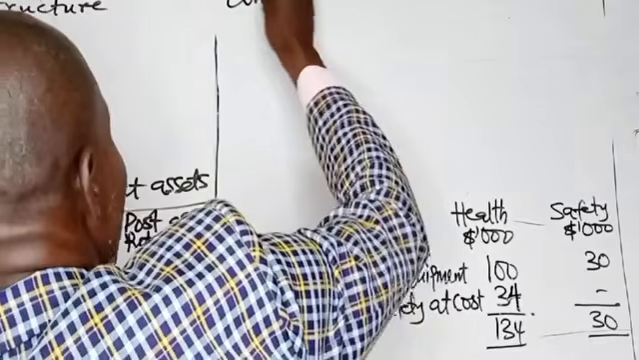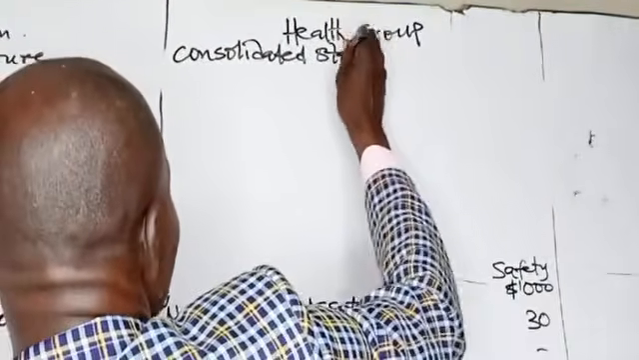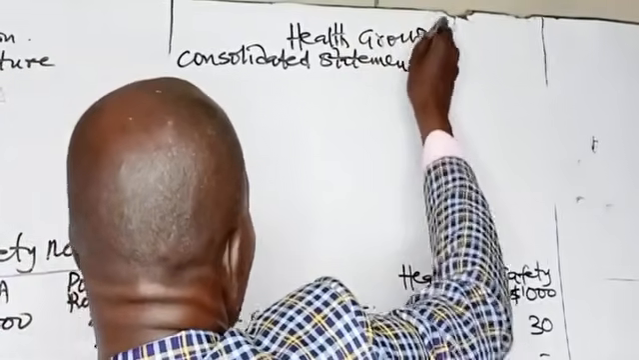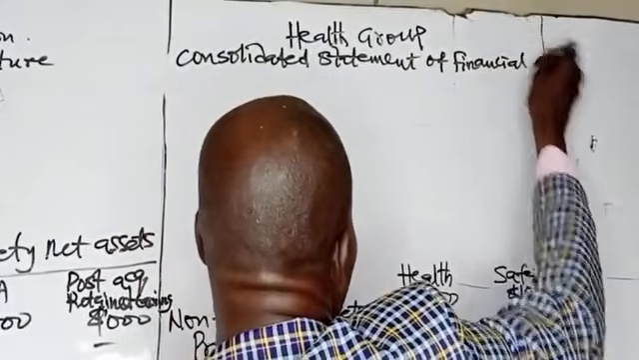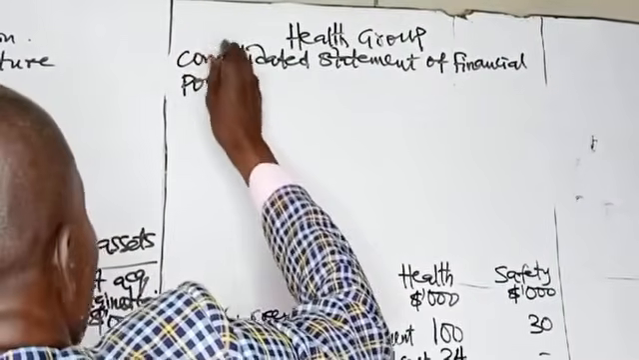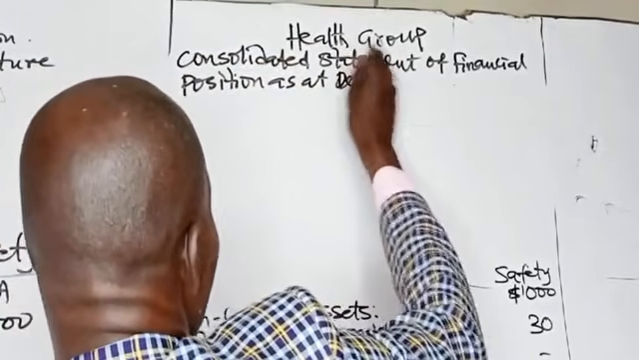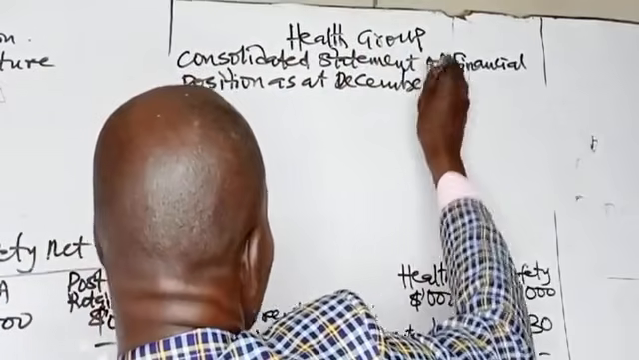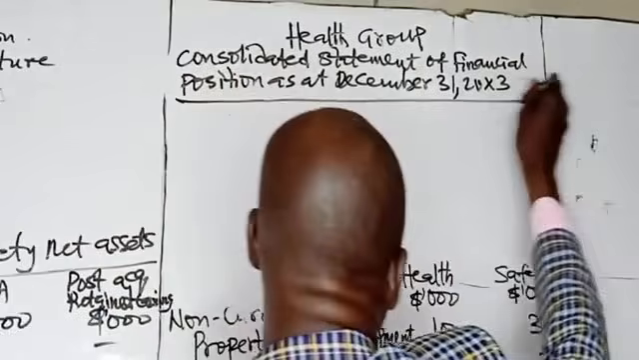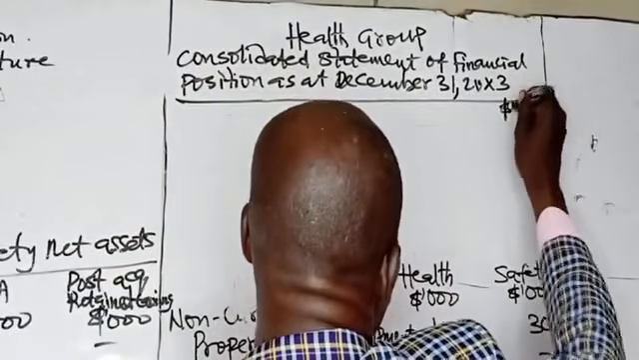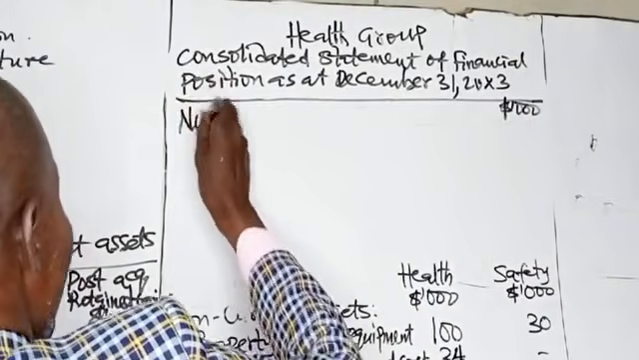Consolidated statement of financial position as at December 31st, 20x3. So you are starting with the non-current assets.